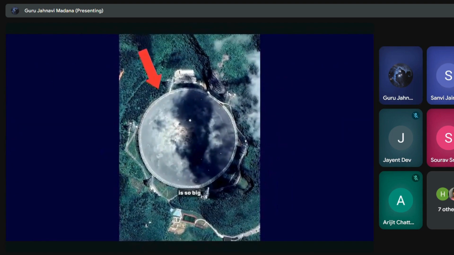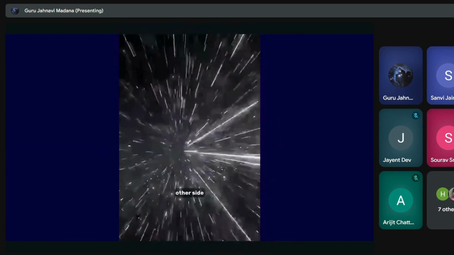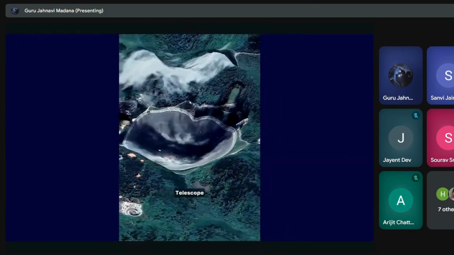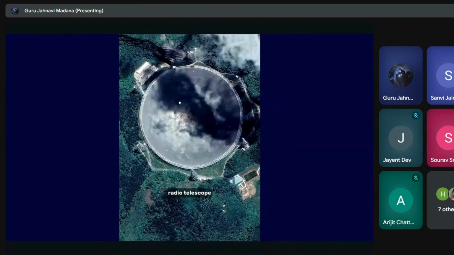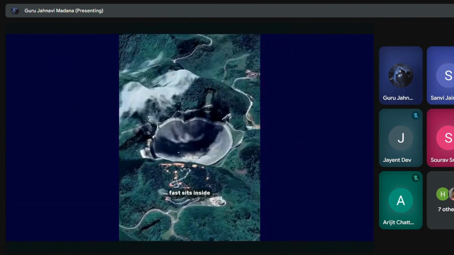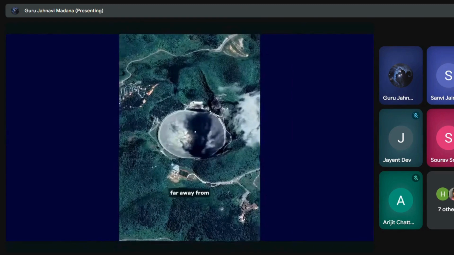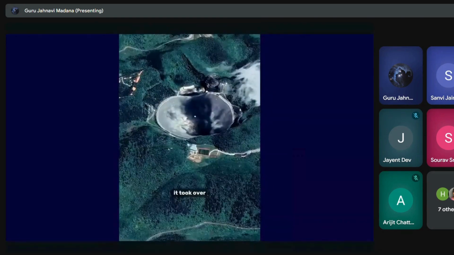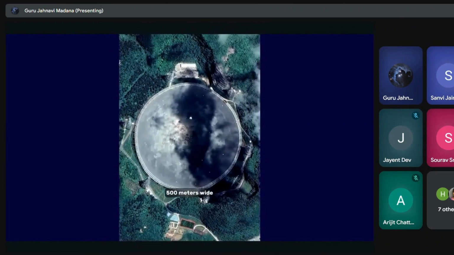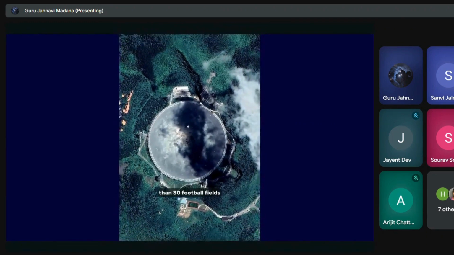This Chinese telescope is so big it can hear signals from the other side of the galaxy. It's called FAST, the Five-hundred-meter Aperture Spherical Telescope, and it's not just big, it's the largest radio telescope in the world. Built deep in the mountains of Guizhou province, China, FAST sits inside a giant natural crater, far away from any human-made radio noise. It took over 5 years to build, with thousands of engineers working on it, and its dish is 500 meters wide. That's bigger than 30 football fields combined.